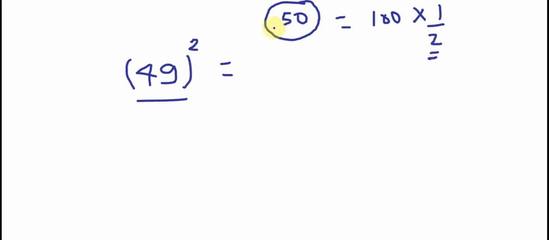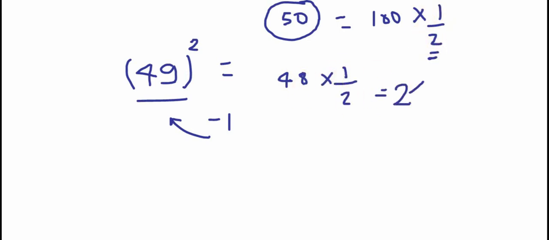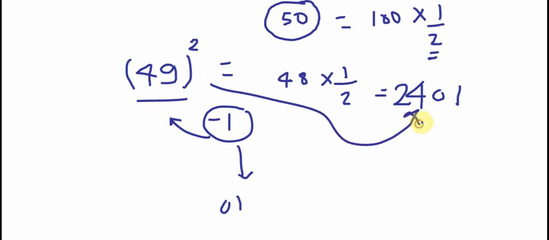So when you compare 49 with 50, it is minus 1. So just subtract 1 from 49. You have 48. Now since the factor here is half, you just have to halve this number. So when you halve the number, you have 24. And just add the square of this number, which is 1, or 01. So the square of 49 is 2401.